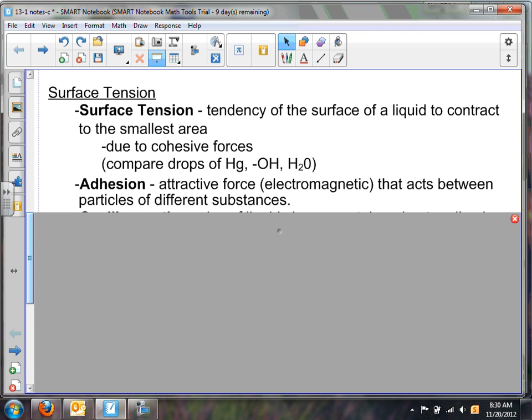When we get to class, we'll show you some examples of adhesion and cohesion. And we'll even show you some examples of capillary action. That's our next thing.